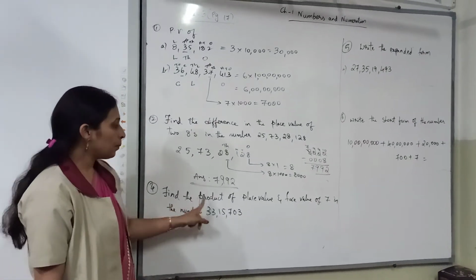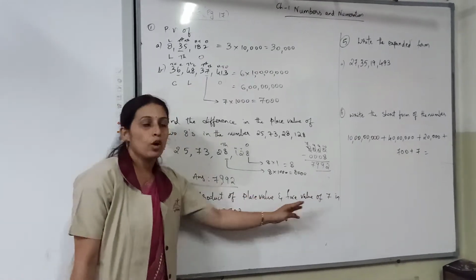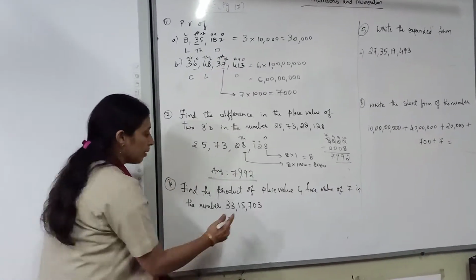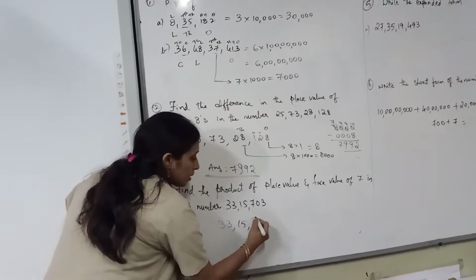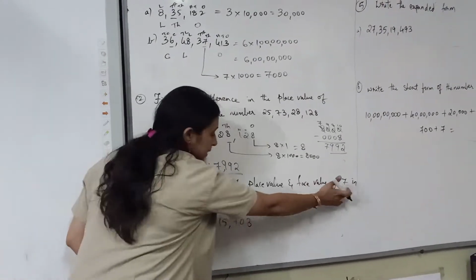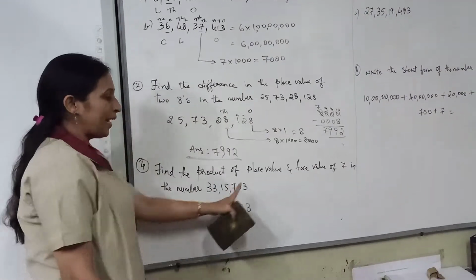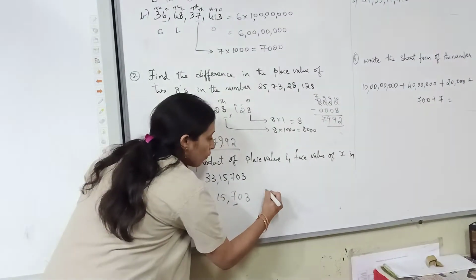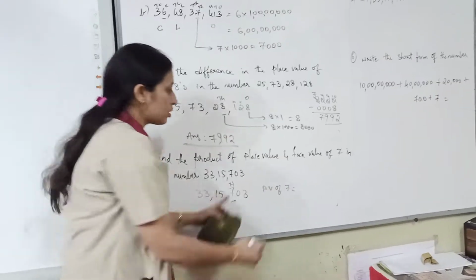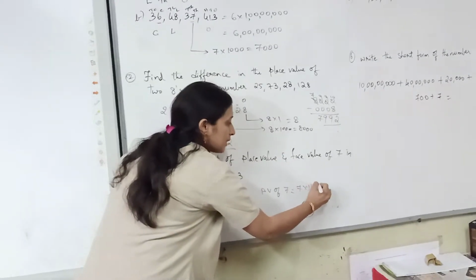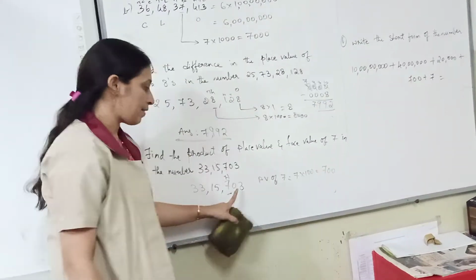So here, find the product of place value and face value of 7 in the number. They have given a number, 33,15,703. Which one do we have to find? 7. Underline 7. Place value. What is the place value of 7 here? 7 is in hundreds place. So 7 into 100 is 700. Place value of 7 is 700.